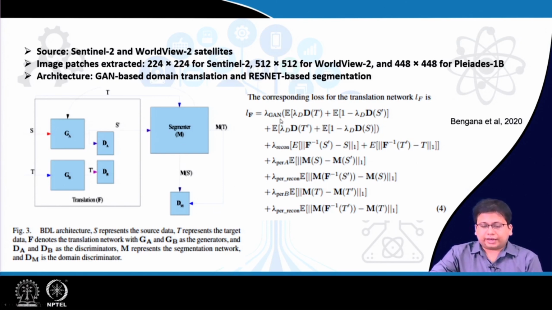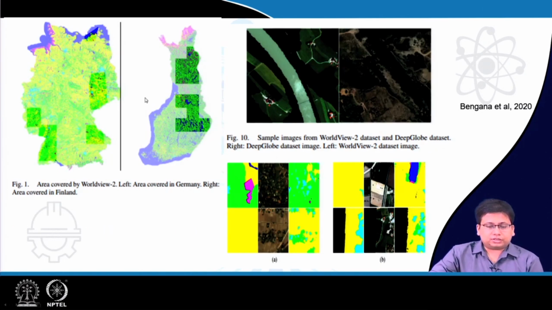There is the GAN loss, the reconstruction loss, then for the source as well as the target domain there are all these loss functions and so on, which basically indicate how good the segmentation has been. We'll not go into the details of all these things. This is what some of the results look like.